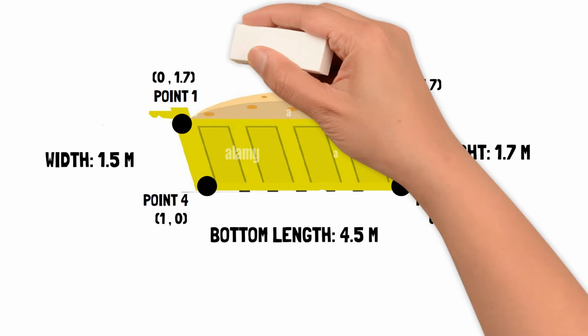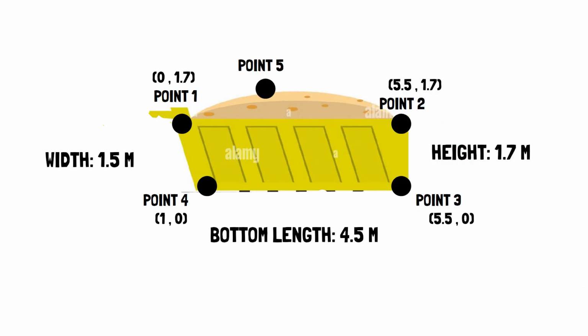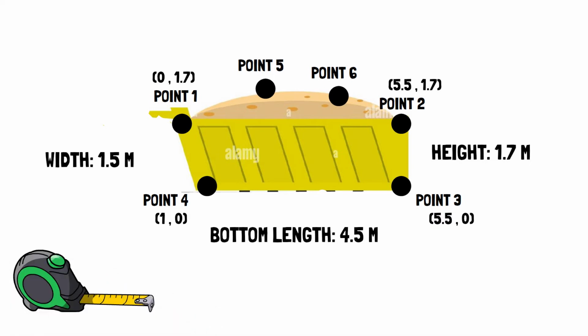Now, the big question: how do we find the coordinates of point 5 and point 6? To find the x coordinate, we simply use a tape and measure its distance from the origin. To find the y coordinate, we insert a measuring rod at point 5 and point 6 and measure the height of the heap at those points, and that's how we'll have our x and y coordinates. Let's say the coordinates for point 5 are 1, 2, and for point 6, let's say 2.25, 1.8.